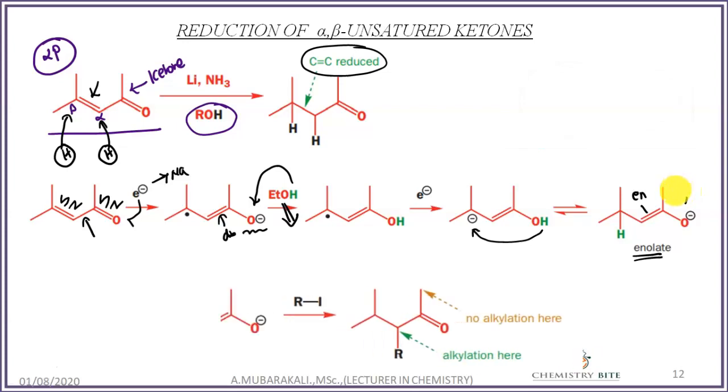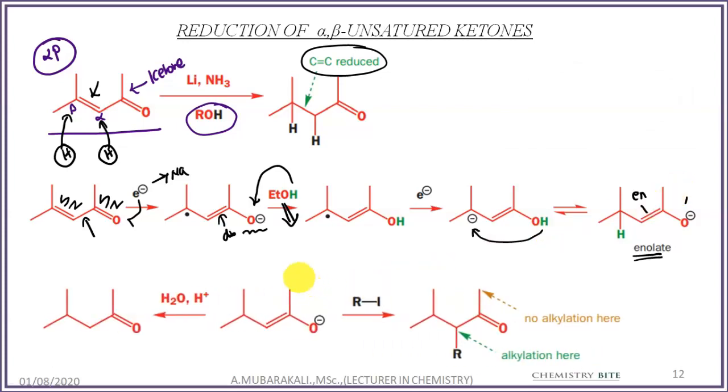Okay, now what about the role of this enolate ion? Suppose you are reacting the enolate ion with another proton source, then that enolate ion will simply convert into the enol, and it will participate in keto-enol tautomerism, and you will get the ketone as the final product.